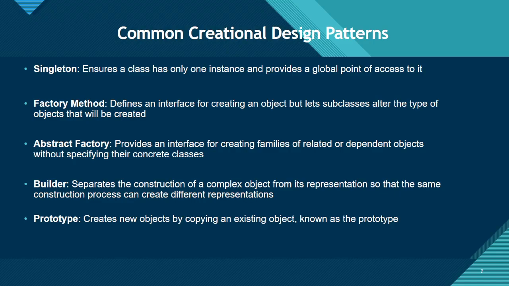Third is the abstract factory pattern. This provides an interface for creating families of related or dependent objects without specifying their concrete classes. The abstract factory pattern works around a super factory which creates other factories. It provides a way to encapsulate a group of individual factories that have a common theme without specifying their concrete classes. An example can be a GUI tool that supports multiple look and feel standards, for example, Windows, Mac OS, or Linux.